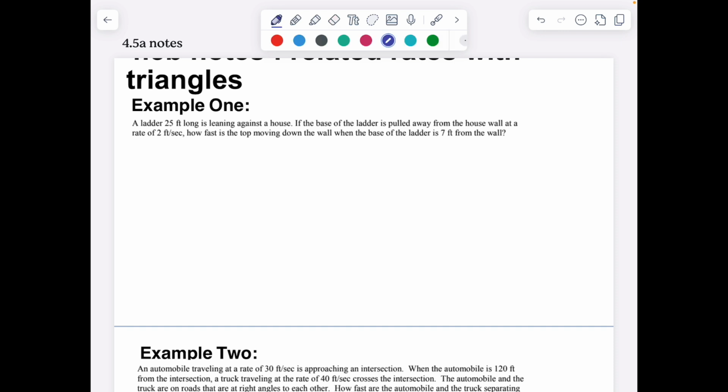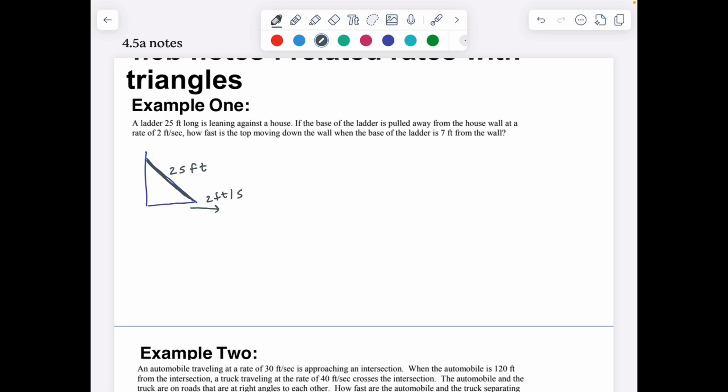There is a house. So here's my house. And then we have a ladder that's leaning up against the house. This is the ladder, I'll do it in a different color. But the ladder is being pulled away from the house. So I want you to imagine someone pulling a ladder away from the house. This ladder is 25 feet, so that's good to know. And the base of the ladder is being pulled away from the house at a rate of 2 feet per second.